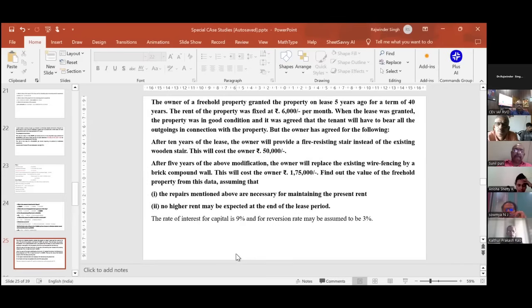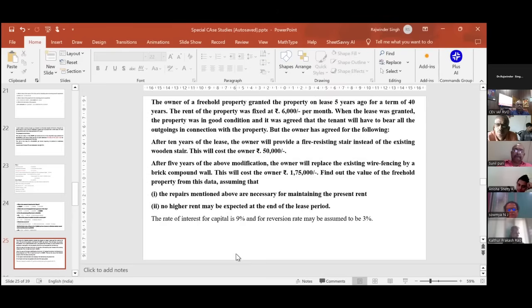After 10 years of the lease, the owner will provide a fire resisting stair instead of the existing wooden stair that would cost the owner rupees 50,000. After 5 years of the above modification, the owner will replace the existing wire fencing by a brick compound wall. This will cost the owner 1,75,000. Find out the value of the freehold property from this data, assuming that the repairs mentioned above are necessary for maintaining the present rent, and no higher rent may be expected at the end of the lease period.